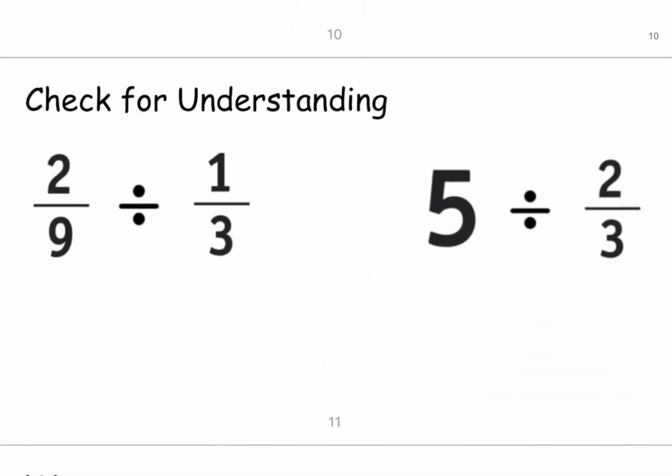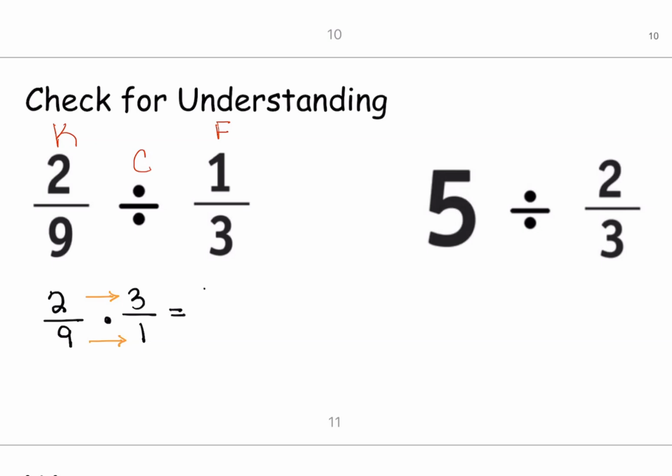Let's check for understanding to make sure that you got this. Very simply, we start with our keep, change, flip. So here we keep, change, flip. We keep the 2/9 the same. We change that division symbol to a multiplication symbol, and you are welcome to use whatever multiplication symbol you like. And then we flip that second fraction from 1/3 to 3/1.